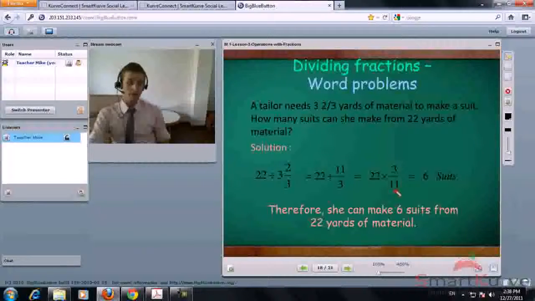22 divided by the improper fraction of 3 2/3, 11/3. Find its reciprocal, 22 times 3/11. 22 times 3, 66, divided by 11 is 6. She can make 6 suits from 22 yards of material.